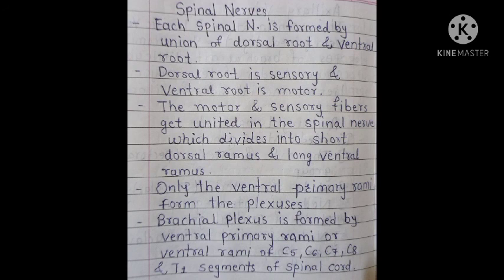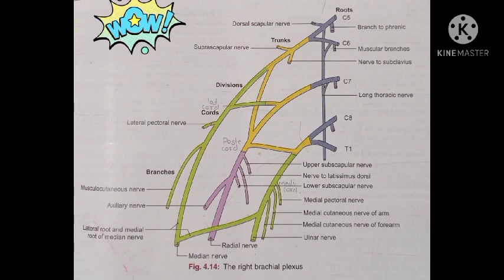The brachial plexus is formed by the ventral primary rami of the root value C5, C6, C7, C8 and T1 segments of the spinal cord. The plexus consists of the roots, trunks, divisions, cords and the branches. The roots are constituted by the anterior primary rami of the spinal nerves C5, C6, C7, C8 and T1, with a contribution from the anterior primary rami of C4 and T2.